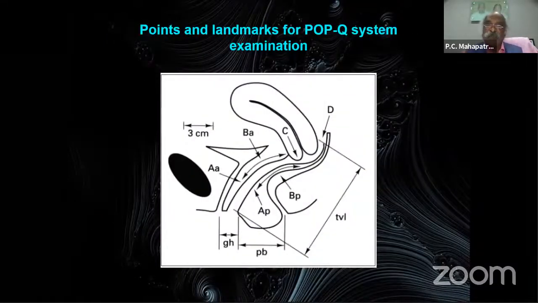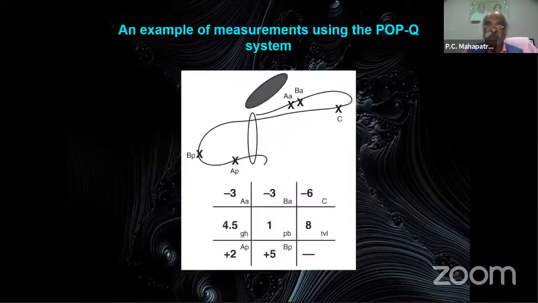So again, the POPQ system, I am again focusing. A and AP are fixed points 3 centimeter proximal to the hymen. BA and BP, in the anterior and posterior vaginal wall, are mobile, they are dynamic, and any protrusion from that will be accounted in terms of minus or plus. And C is the cervix, D is the pouch of Douglas. And of course, genital hiatus, perineal body, and TVL, we have already explained.